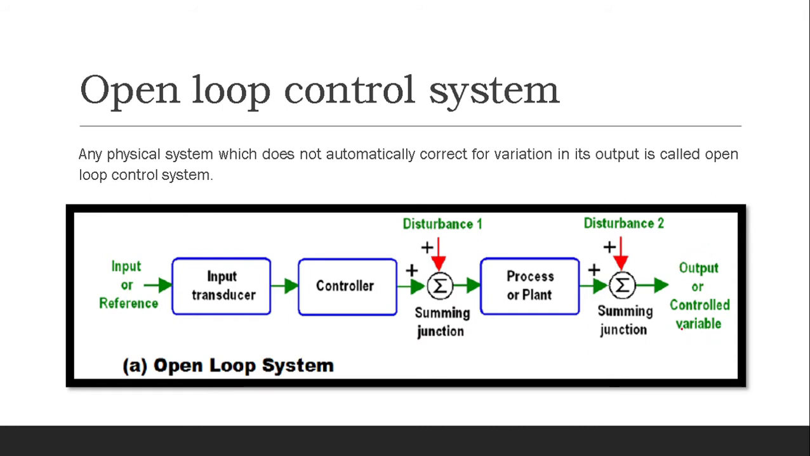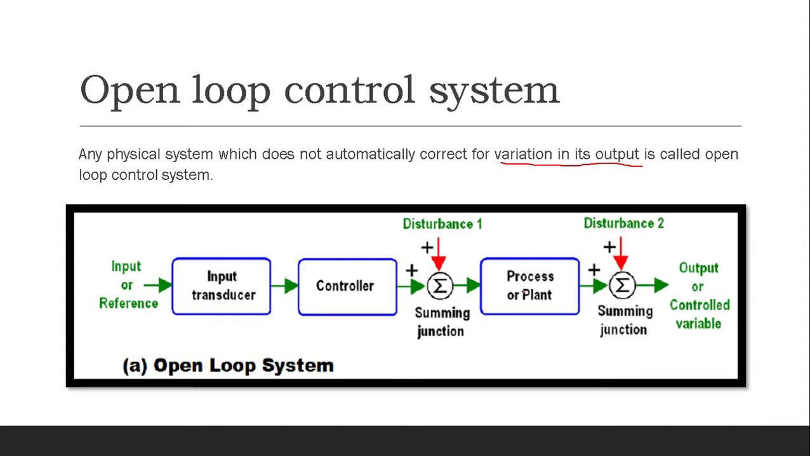So what is open loop control system? It is nothing but any physical system which does not automatically correct for the variation in its output. Such a system can be represented by the block diagram given right here. In other words, when the output quantity of the control system is not fed back to the input quantity, such a control system is called open loop control system.